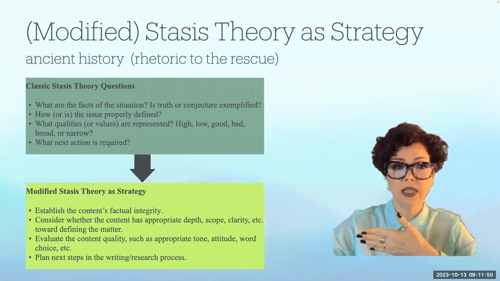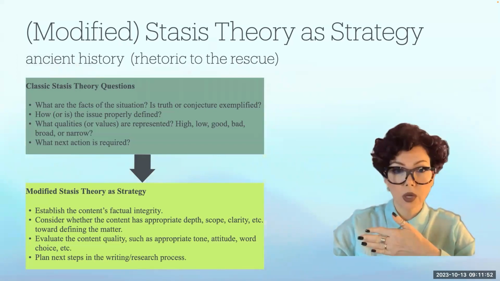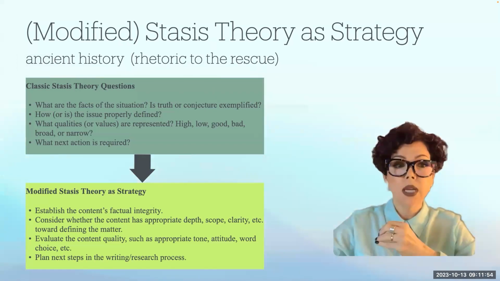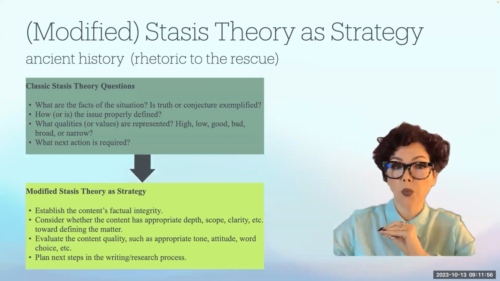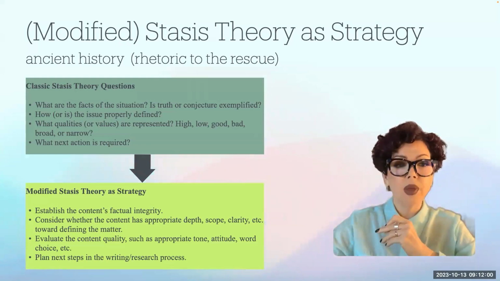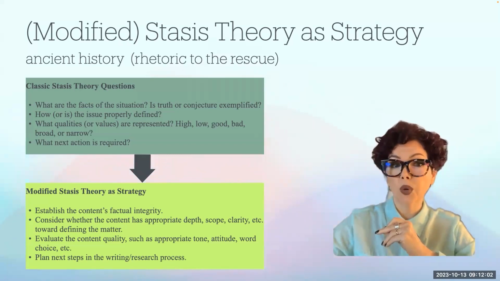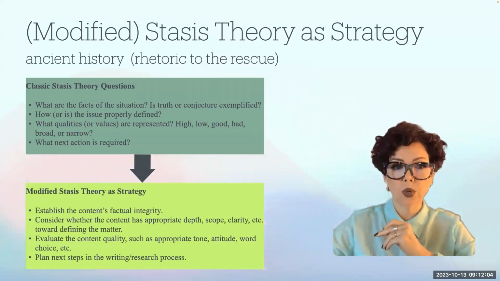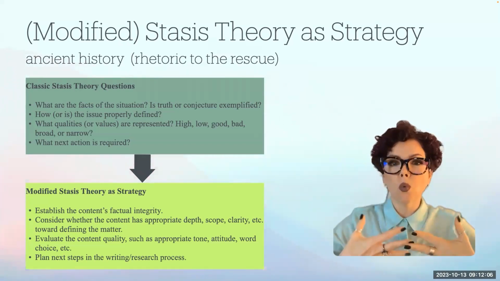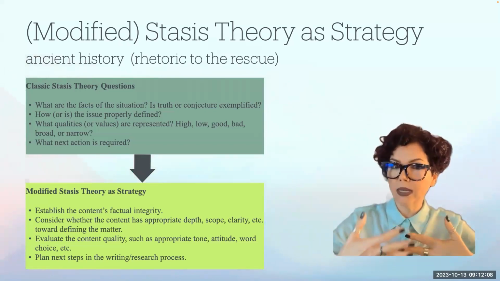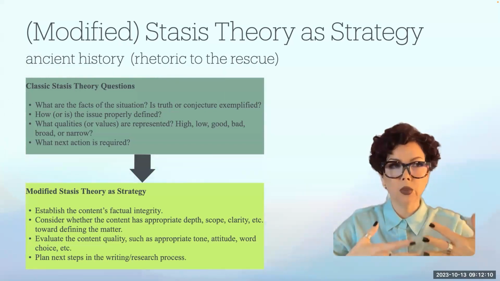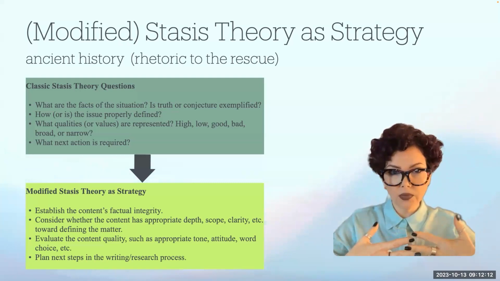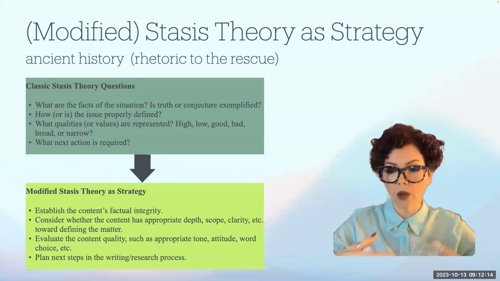I just kind of brought them from the classic into modified stasis: establish the content's factual integrity, consider whether the content has appropriate depth, scope, clarity, etc., towards defining the matter, evaluate the content quality, such as appropriate tone, attitude, word choice, and then say to myself, does this let me go forward? Do I need to go check some facts? Do I need to adjust the tone of this information? Do I need to ask a better prompt?